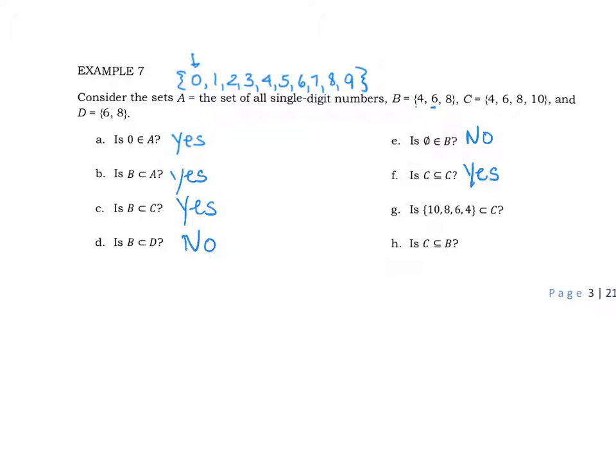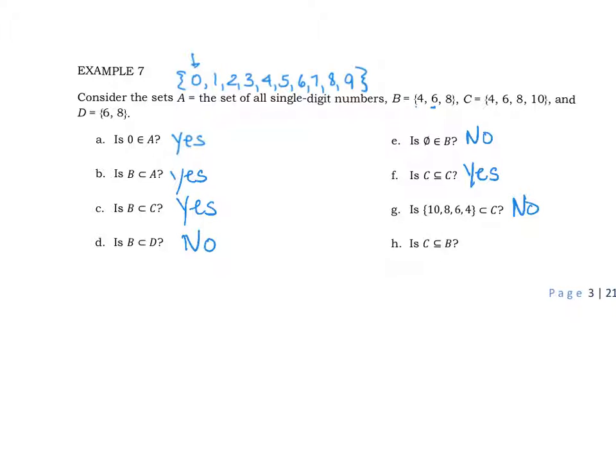G, they're asking if a set with elements 10, 8, 6, and 4 is a proper subset of C. Well, we see that they have exactly the same number of elements, so that makes us a little concerned there. And we see that 10 is in set C, so is 8, so is 6, so is 4. Those are equal sets, so the answer is no.